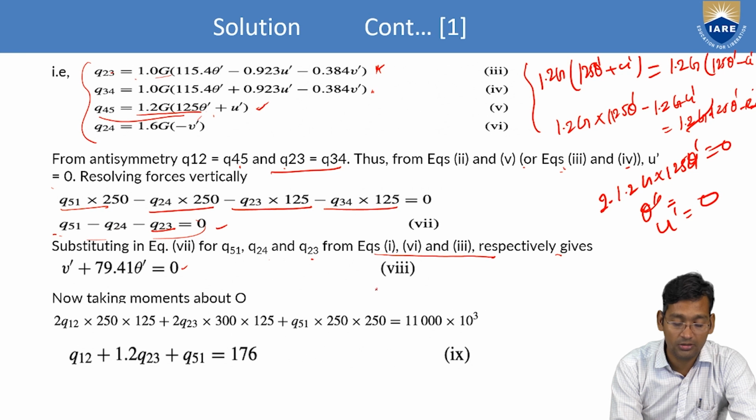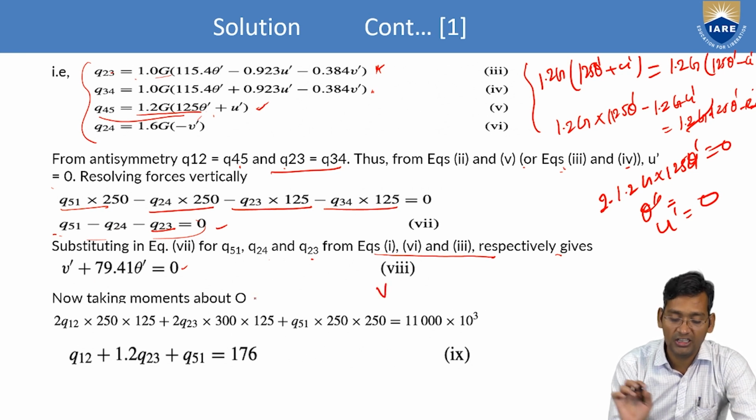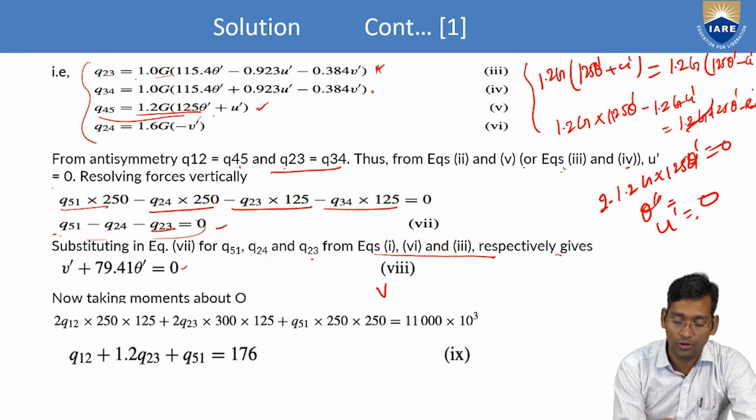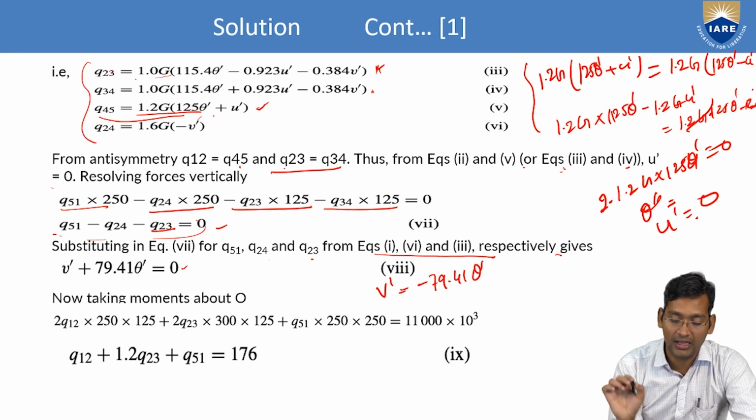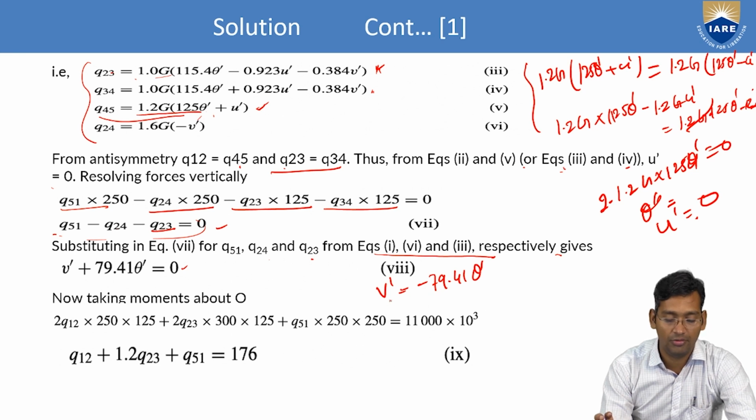So from here, already u dash is 0. Now v dash is, from here, equal to minus 79.41 theta dash. So now two things are required. Once we know theta dash, we can put it here and we will get v dash also.